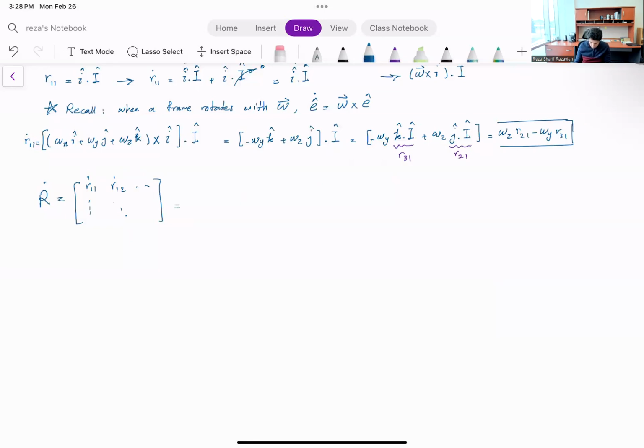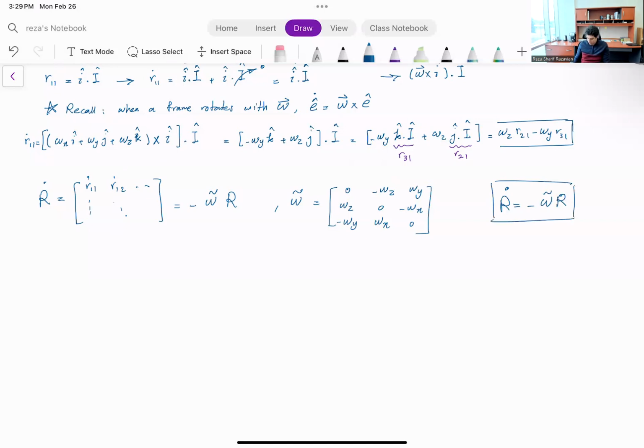And remember a useful notation we defined. We can do minus omega tilde times R, and this omega tilde is a skew symmetric matrix: 0, minus omega z, omega y; omega z, 0, minus omega x; minus omega y, omega x, 0. So if you do this matrix product, you get the time rate of change of your rotation matrix. So let me write it down, and I can box it. R dot equals minus omega tilde times R.